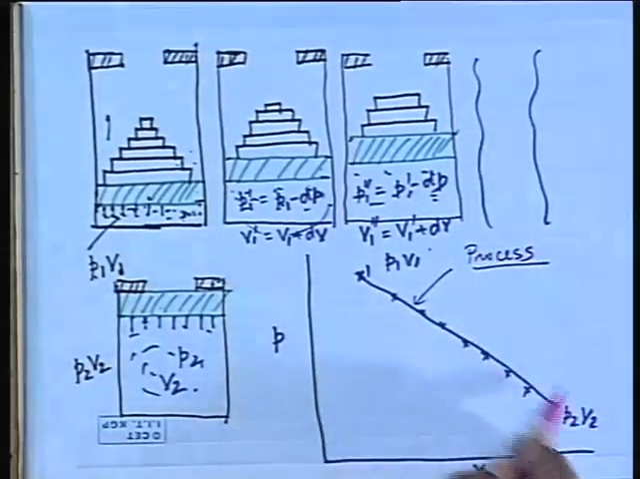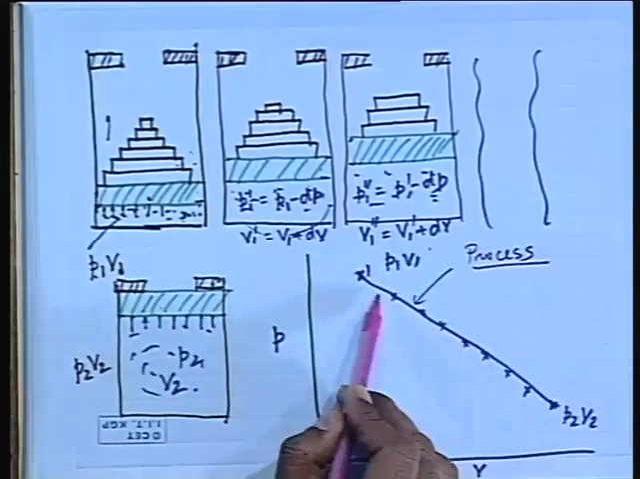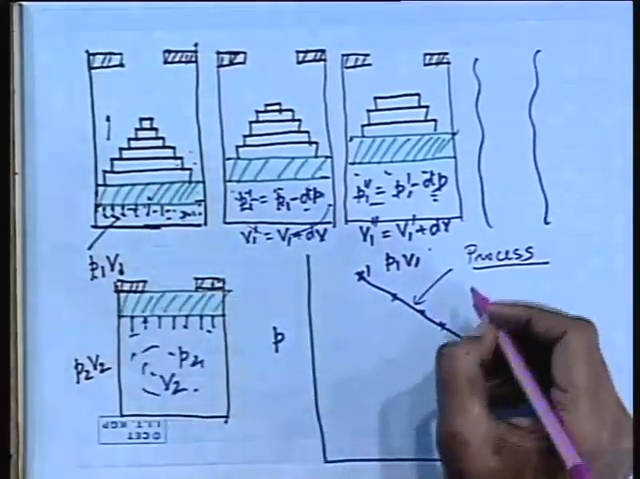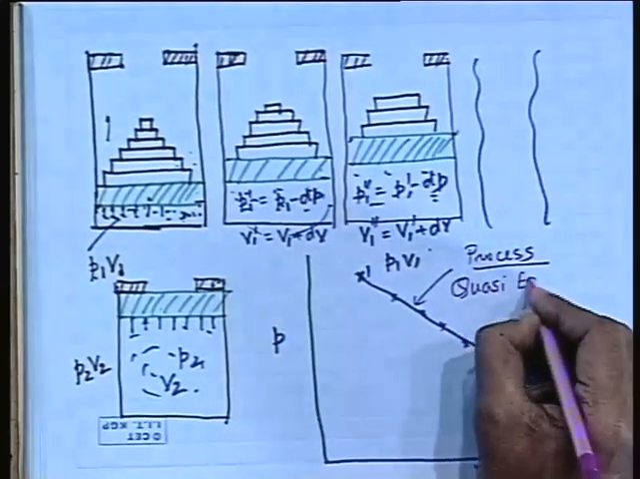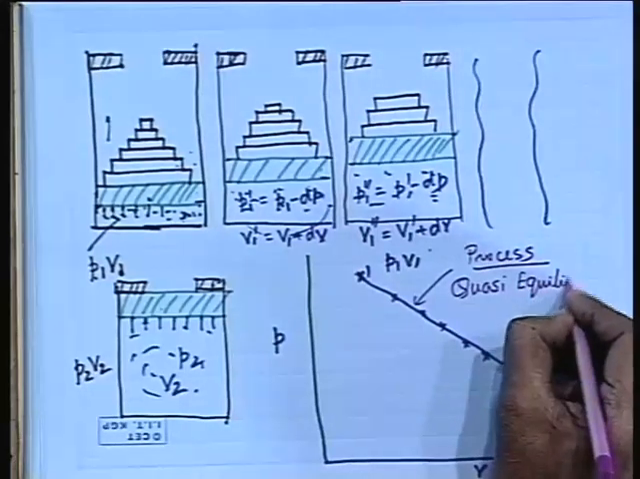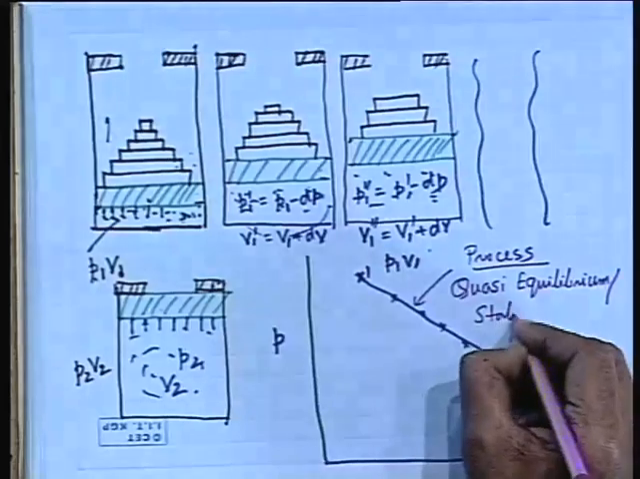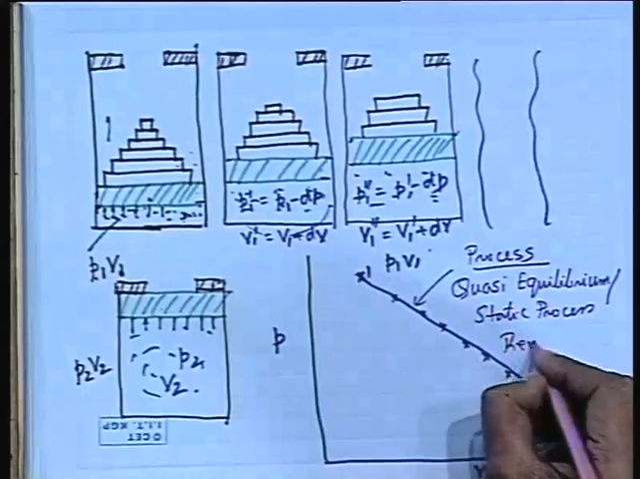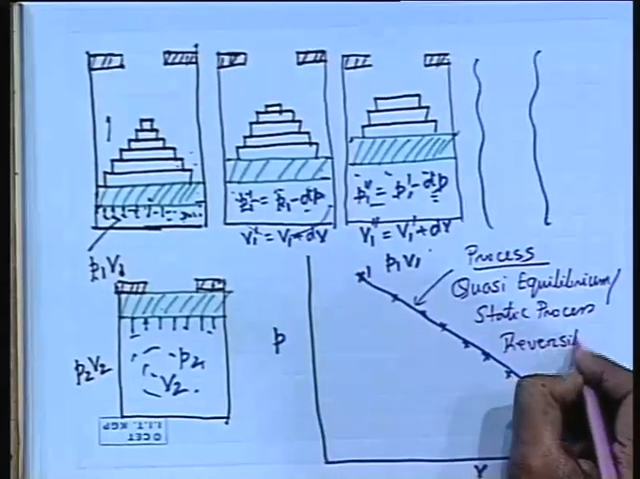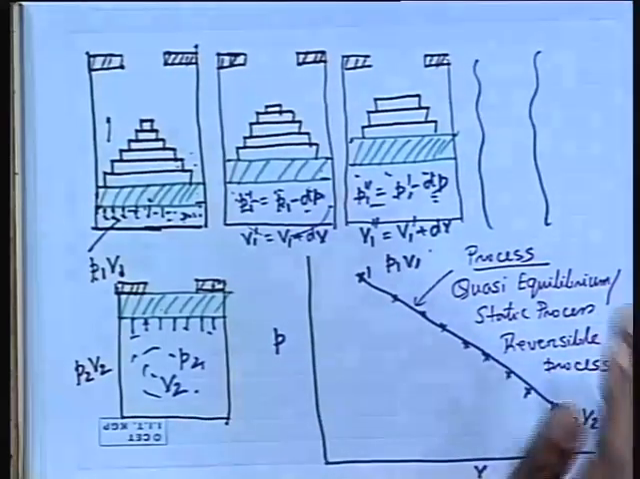So the process can be specified provided the intermediate states, succession states, are in equilibrium. This type of process is known as quasi, meaning almost, quasi-equilibrium or quasi-static process. I will discuss at length this thing, reversibles. At the present moment, you just write that it is known as a reversible process. The concept of reversible process will come afterwards.